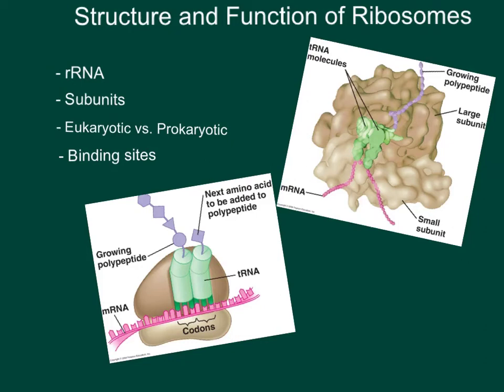Next, we'll talk about the binding sites of ribosomes. Each ribosome has 3 binding sites, 1 for mRNA and 2 for tRNA. The 2 subunits are used to hold the tRNA and mRNA molecules together, which allows the amino acids on the tRNA to be attached to the growing polypeptide.